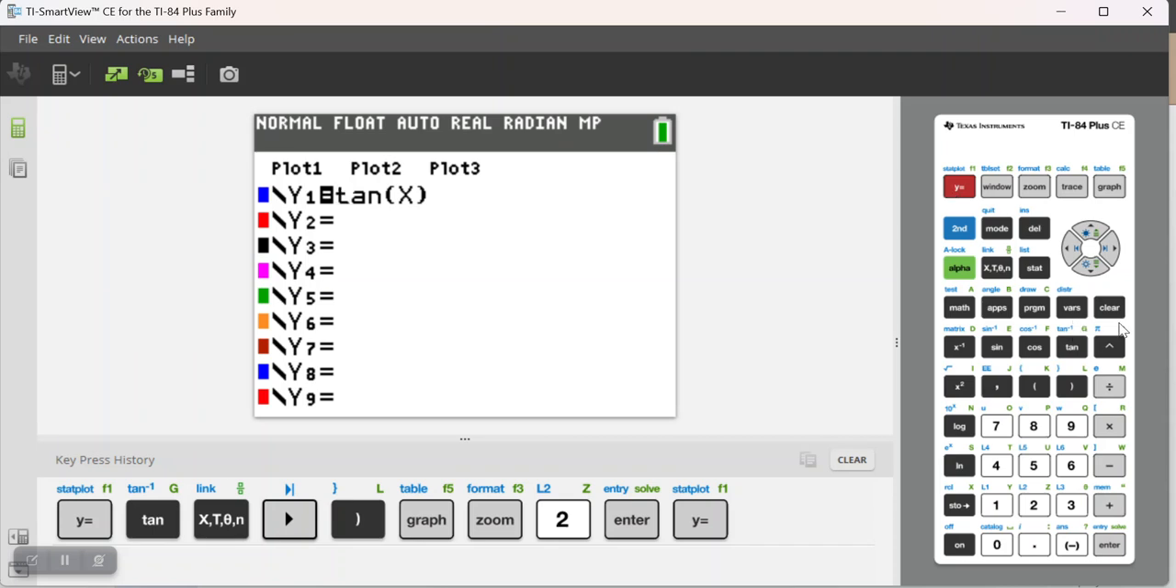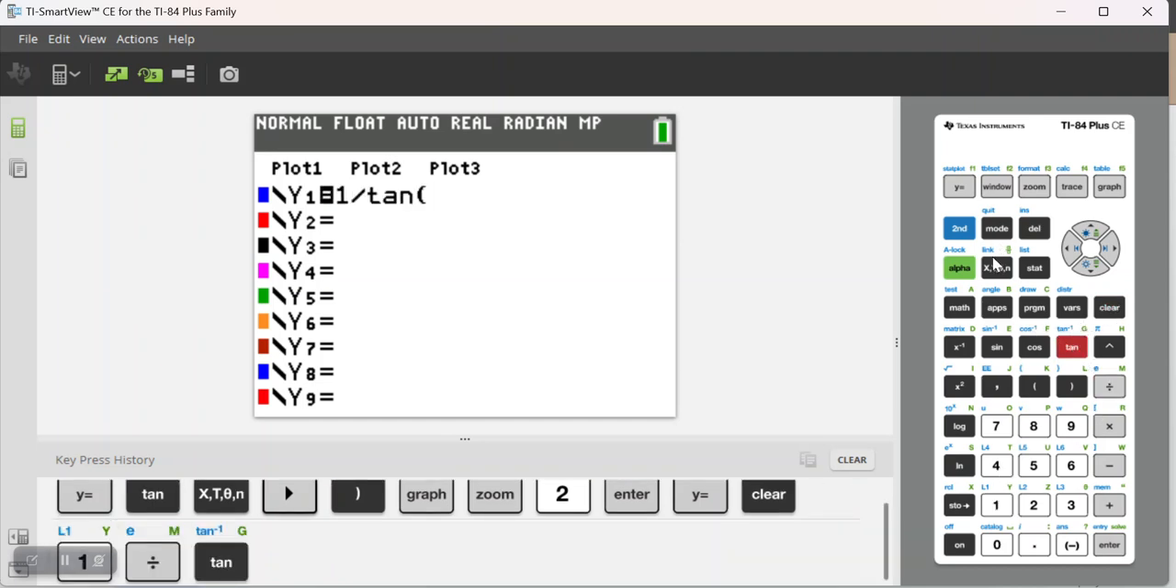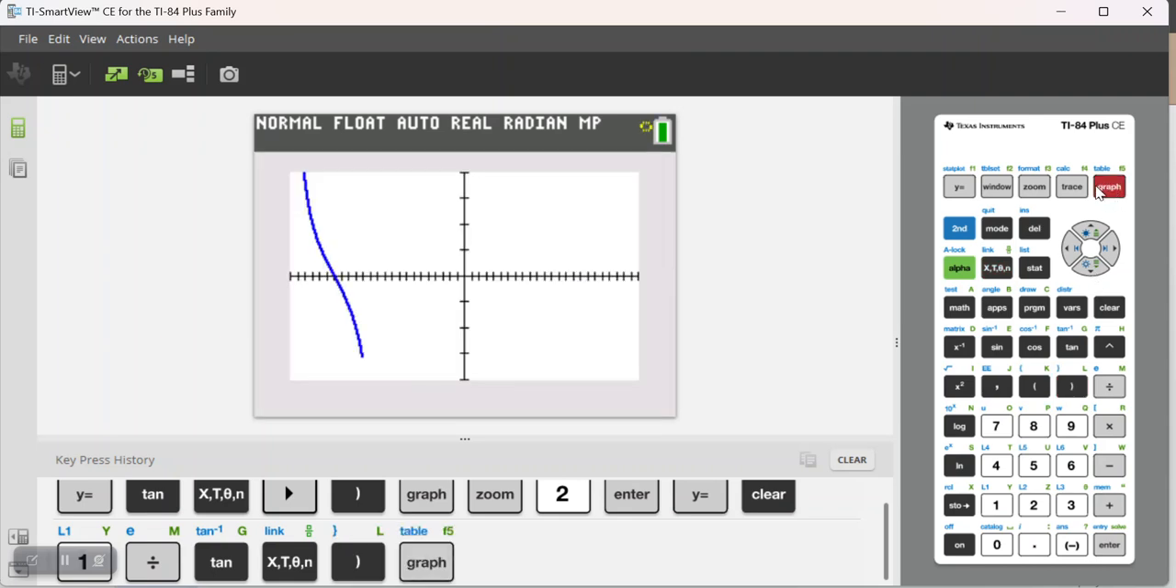If I want the other ones, keep in mind that in order to get cosecant, secant, or cotangent, I have to use 1 over either sine, cosine, or tangent. So let's do cotangent. Let's do 1 divided by tangent x. And that graph looks like this.